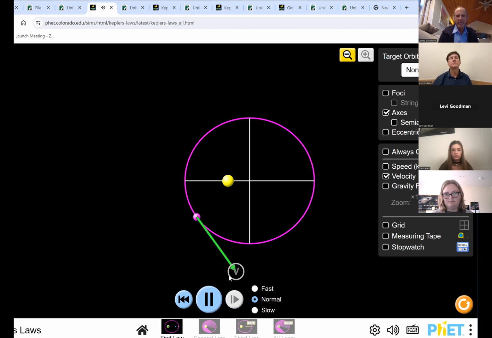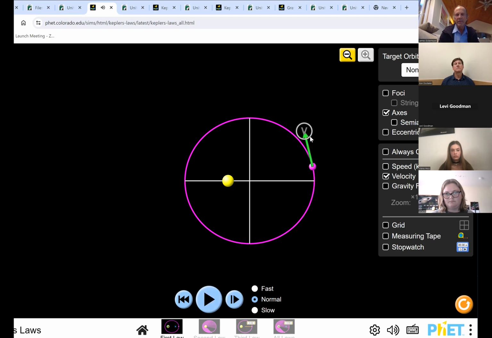Now, the length of this arrow, let me just stop here for a second. The length of this arrow represents the speed of the orbiting star. And so we'll notice that as it gets farther away from the focal point, the speed slows down. And then as it comes in closer, the speed increases. And so you'll be able to note that by the length of this arrow. The length of that arrow should get shorter as this gets farther away and get longer as it gets closer. So there it is slowing down.